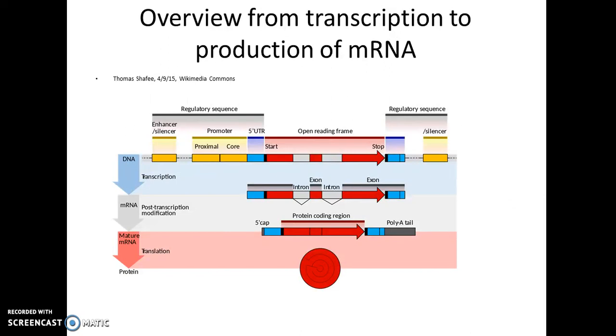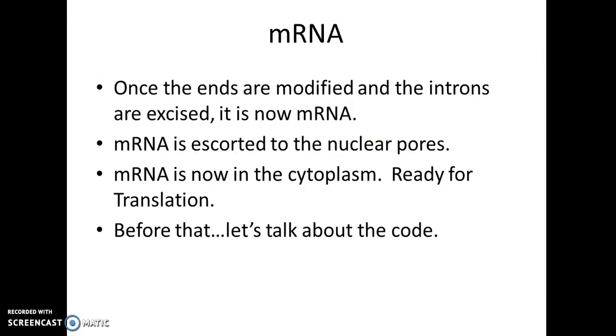So now we have talked about transcription. We have all the DNA, the introns are cut out, the exons are pushed together, we have the 5' cap, we have the poly A tail, and when all that has happened, we have mRNA. So when the introns are cut out and the ends are modified, we have gone from hnRNA to mRNA, and we are ready for what? Well, the mRNA is escorted to the nuclear pores, it enters the cytoplasm, and it's ready for translation. But before that, we need to talk about the code, and we will talk about the code in the next screencast. Have a good night.